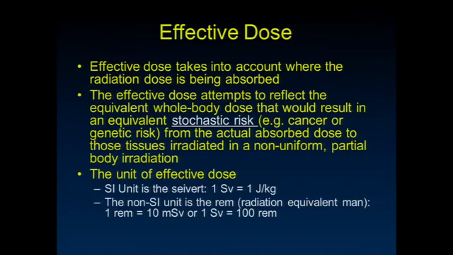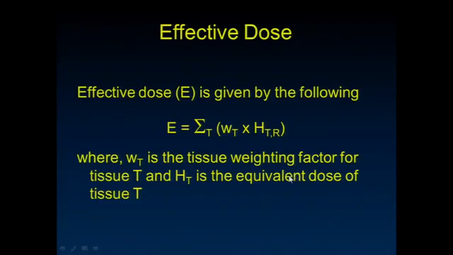Of course, that's not a very easy thing to do, and in fact, some of this really involves a little bit of selecting approximate numbers to come up with a calculation, and I want you to realize that by the time we finish. So we're trying to capture what that stochastic risk is, that risk of a cancer or a genetic risk from that radiation. And again, the unit is still the sievert, joules per kilogram. It's just that we're going to have these unitless weighting factors again.